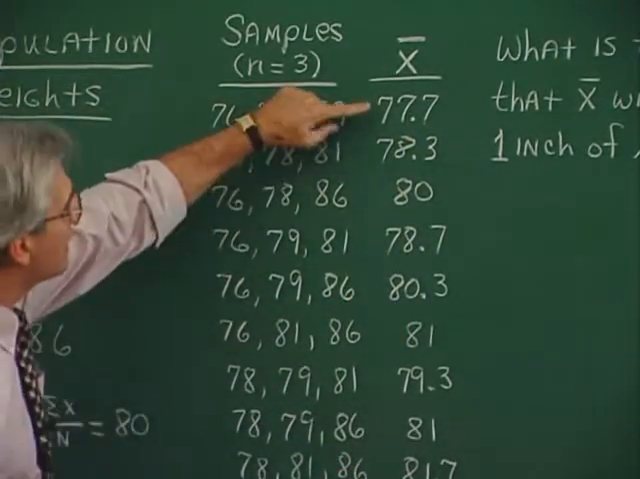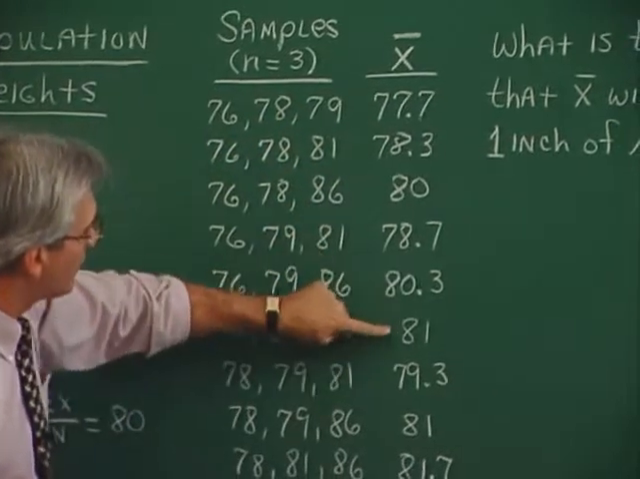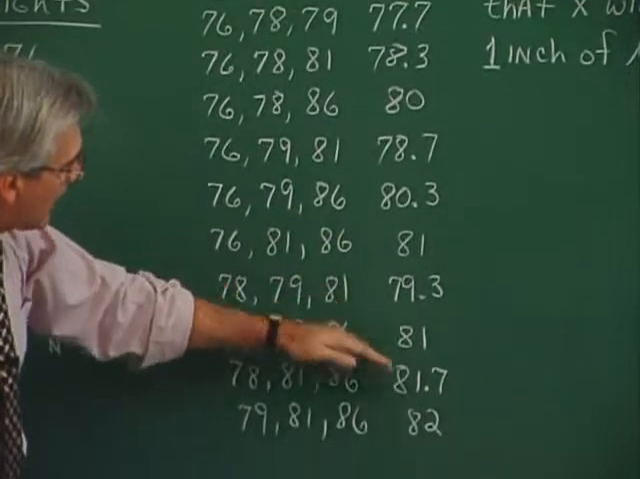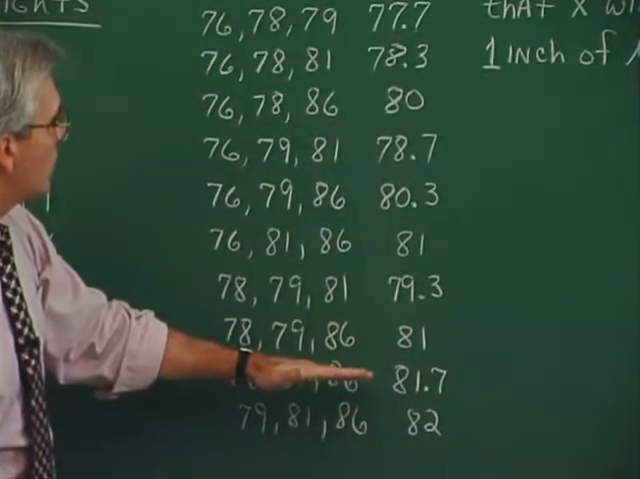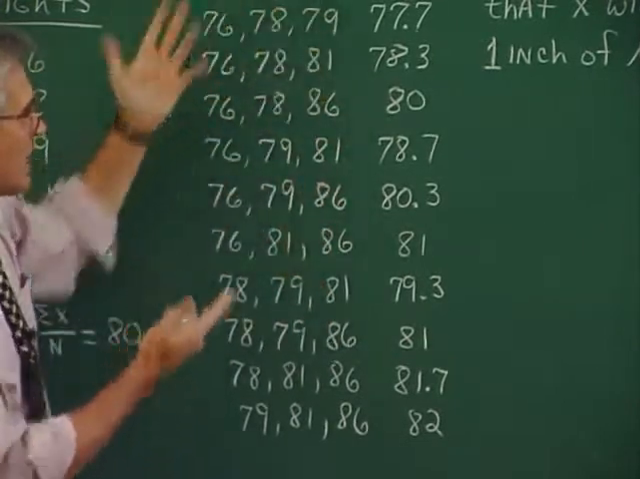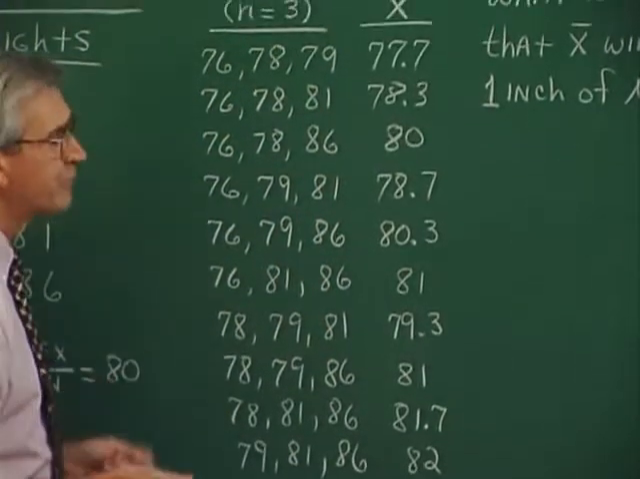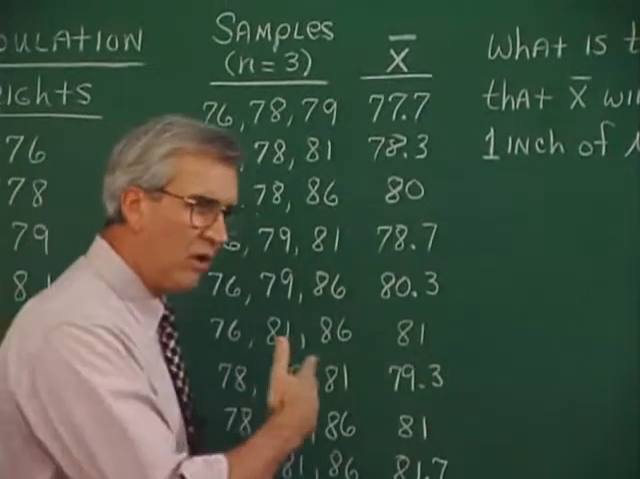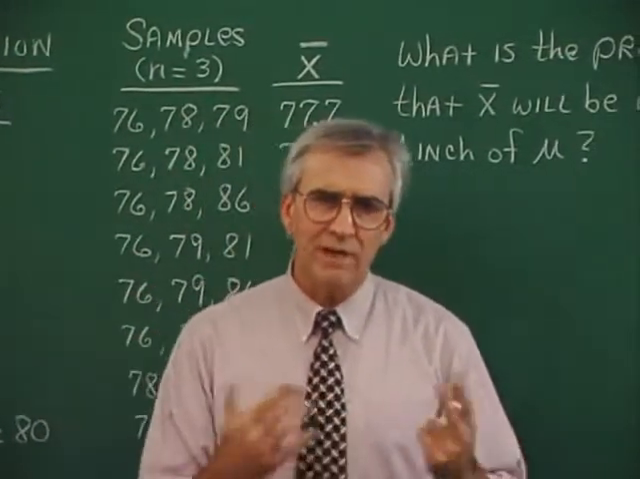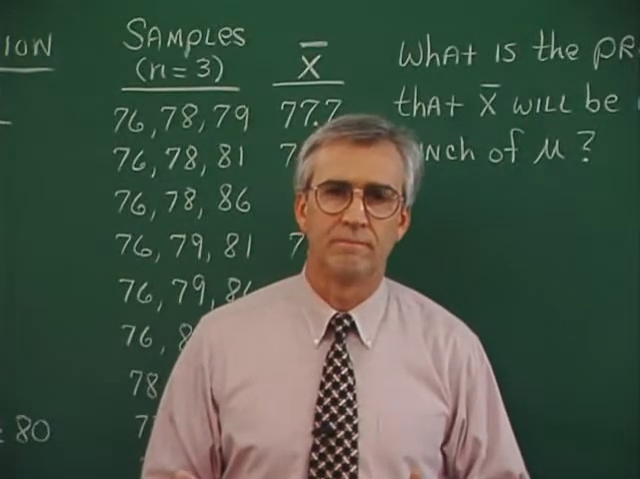Now take a look at these. They're different from one another, except for these two. These two happen to be both 81, and the others are different. And so we have 9 different ones. 2 of them are the same, but let's just say we have all 10 of them different. Now, if they're all different, then the value of x bar is random.